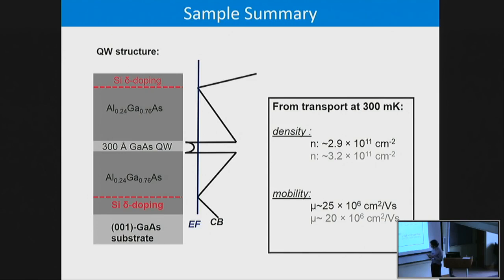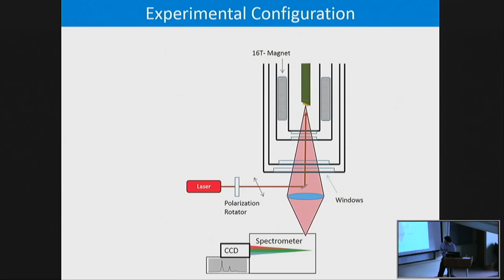The quantum well itself is confined to 300 angstroms in order to confine it to the lowest quantum well energy level. Our experiments are conducted in a dilution refrigerator. Our samples are mounted onto a cold finger, which is in this dilution refrigerator, which has windows which allow for optical access and allow us to perform some light scattering.